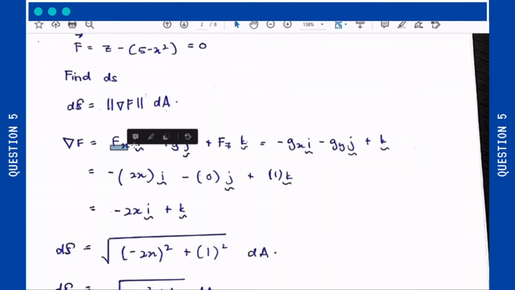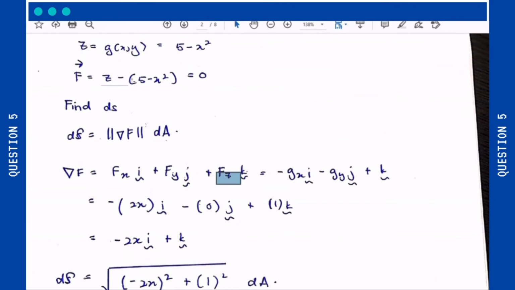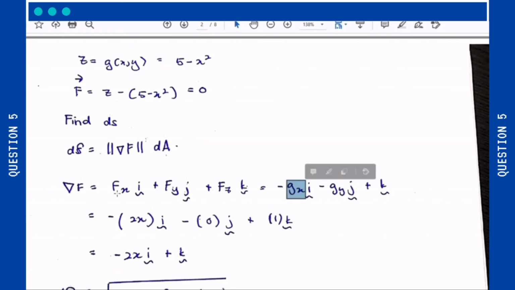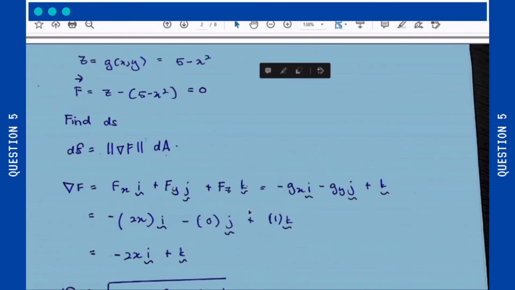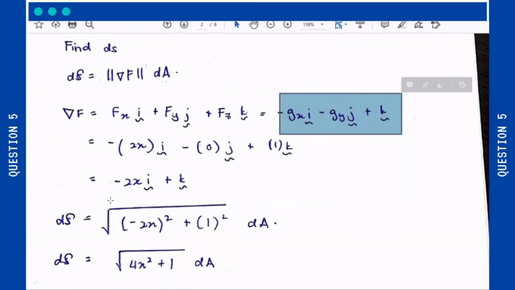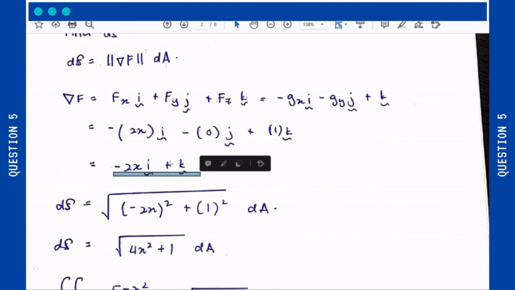For the gradient of f, we can find it from here. We differentiate with respect to x, to y, and to z, using the same function of s, f, which is here. If we differentiate with respect to x, we will get 2x. If we differentiate with respect to y, we will get 0, and differentiate with respect to z, we will get 1. So just substitute each value into this formula. After that, you will get the gradient of f equal to 2xi plus k.